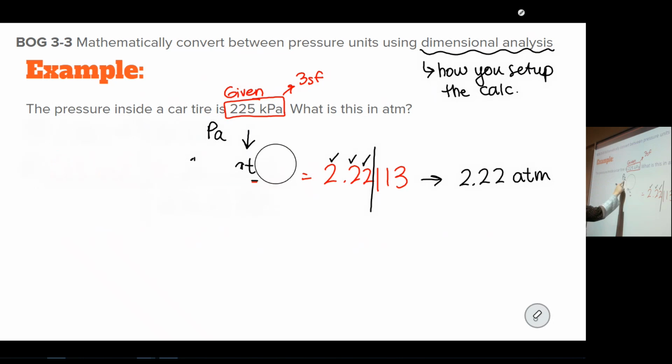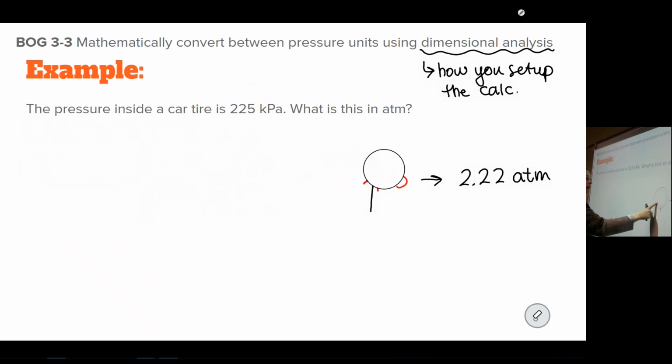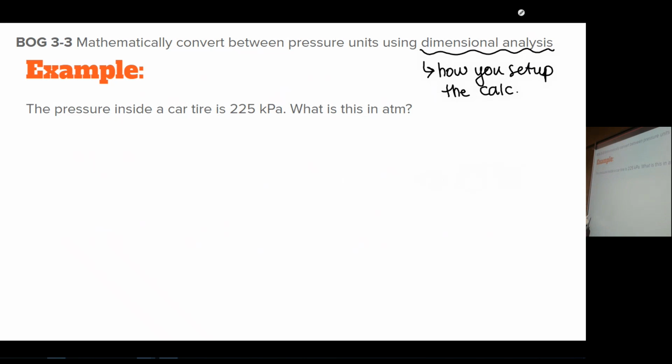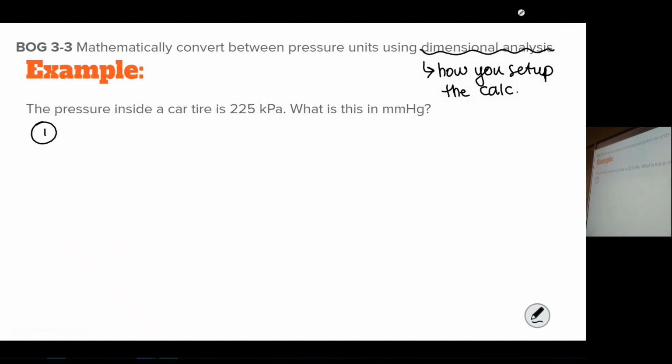Another example, we're still going to use the 225 kilopascals. But now we're going to convert it into millimeters of mercury. So that means that we're going to need a different conversion factor. So go back in your notes, go back in the video. I know that 101.3 kilopascals is equivalent to 760 millimeters of mercury.